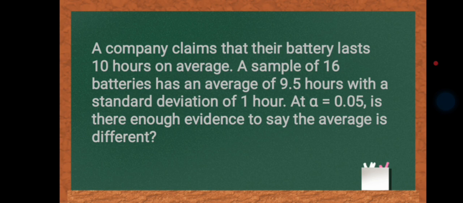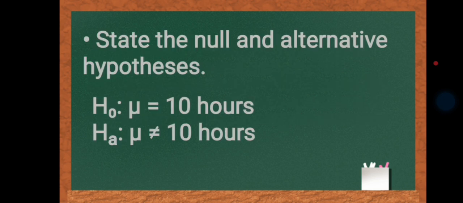First step, state the null and alternative hypothesis. The null hypothesis states that the mean is equal to 10. The alternative hypothesis states that the mean is not equal to 10. Because it says different, this is a two-tailed test.